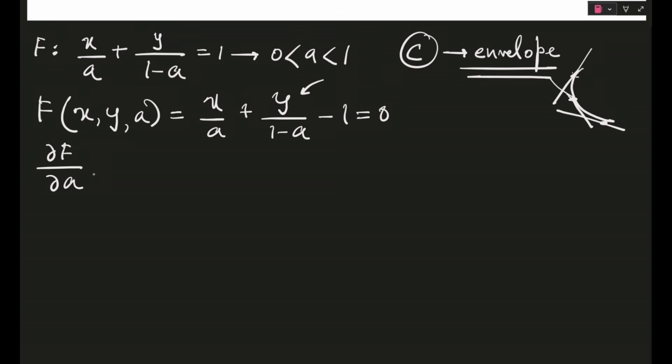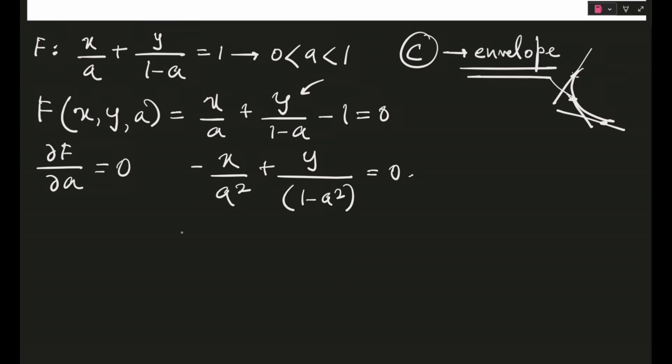Okay. So we will differentiate del f by del a and put it equal to 0. Why? Because it is given that these lines are tangent to the curve. So this will become minus x by a square plus y by (1 minus a) square is equal to 0. So from here we get, if we do a little bit of crisscross, y will come out to be equal to x into (1 minus a) whole square by a square.